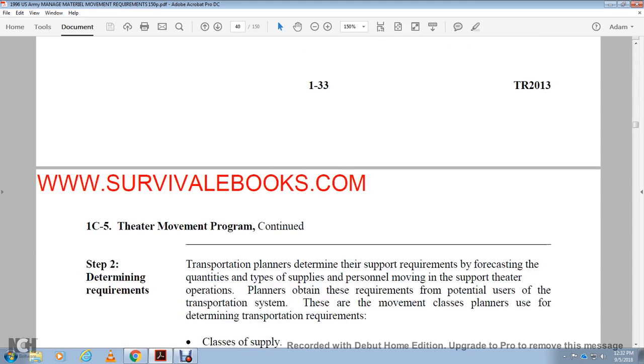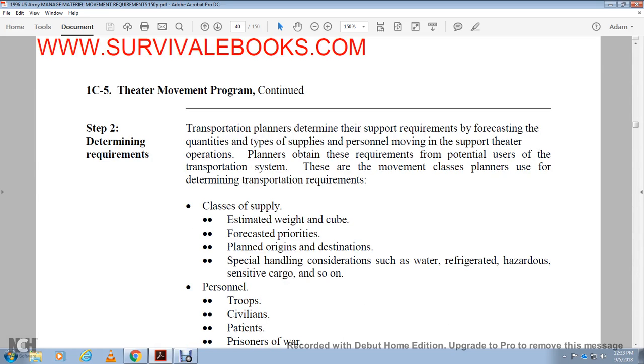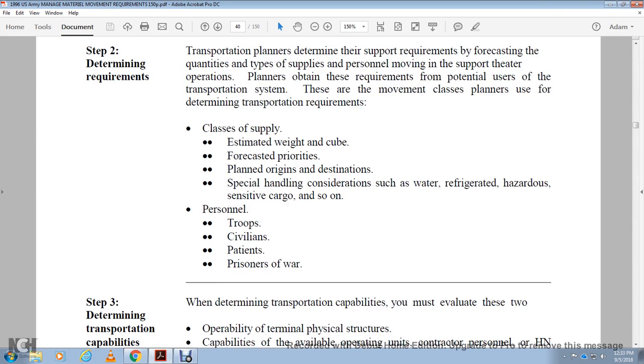Step 2, determining requirements. The transportation plan determines the support requirements, forecasting the quantity and type of supplies and passengers. Personnel with the supporting theater operation planners obtain the potential requirements for transportation. Planners determine transportation requirements by class of supply, estimated weight and cube. Forecast priorities, plan, origin, destination, and special handling considerations such as water, refrigerated, hazardous, sensitive cargo, and so on. Personnel include troops, civilians, patients, and prisoners of war.